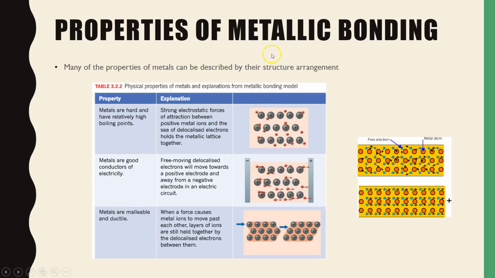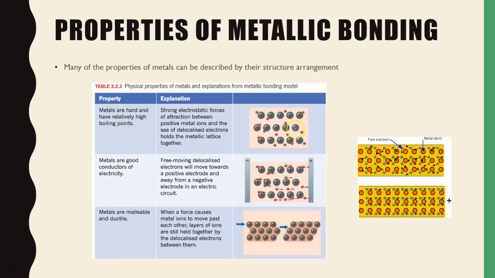So, the properties of metals and how they're explained by their atomic structure. This table here comes from the Chemistry 1 textbook, and it's a nice summary of why metallic bonding gives metals their properties. Metals are hard and they have relatively high boiling points.